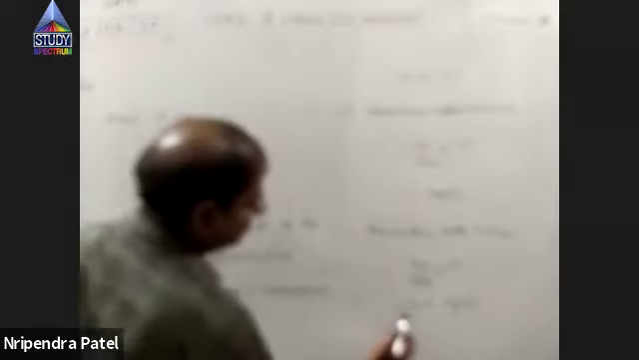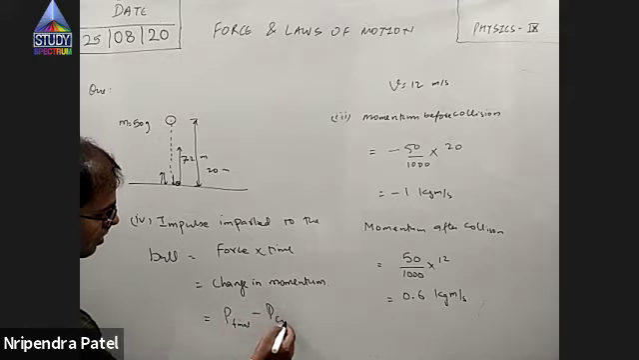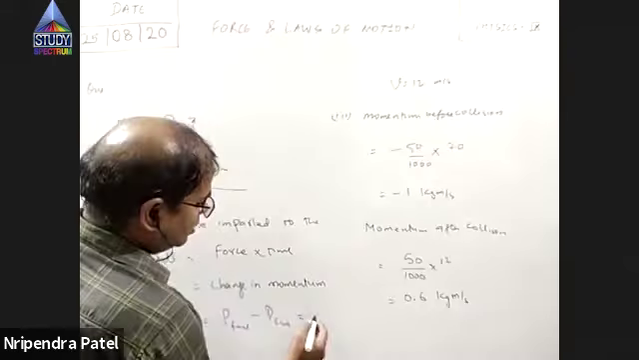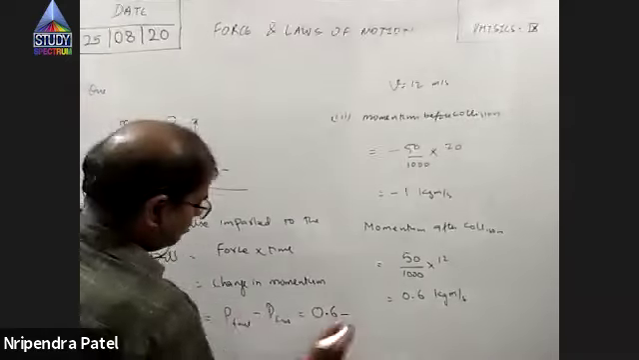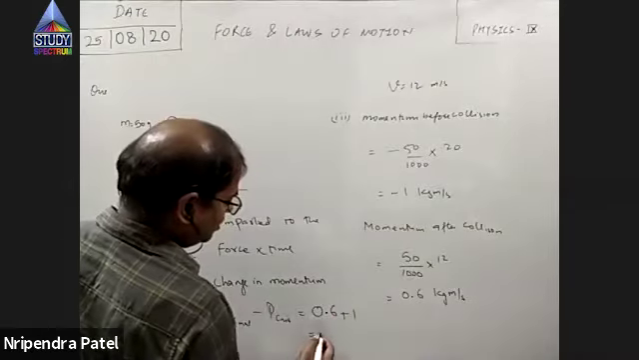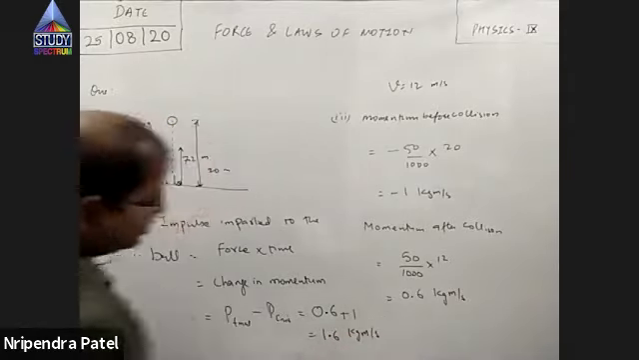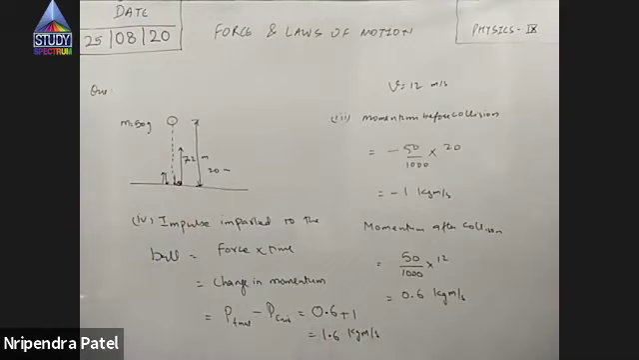No one responding. This is such an easy question. See, you have to subtract: final momentum minus initial momentum. After collision, it is 0.6 minus, before collision, it is -1. So answer is 1.6 kg meter per second. Take care of the sign, Prisha.